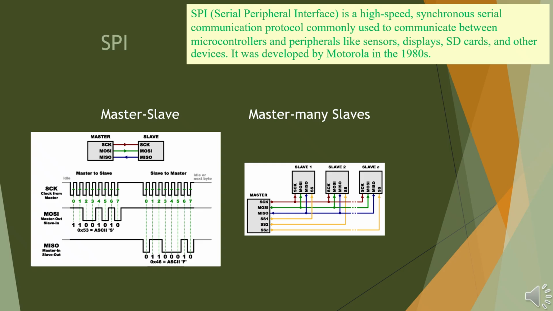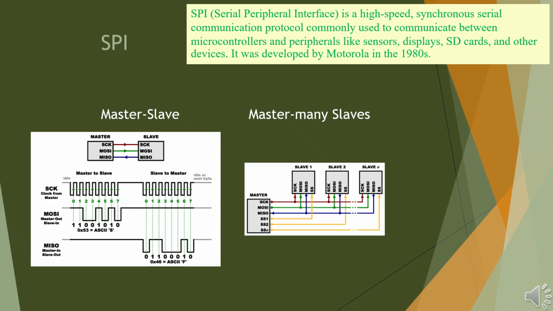The master controls the clock, SCK, and selects which slave to communicate with using a chip select, CS, or slave select, SS, line. The main connections are MOSI, master out, slave in, carries data from master to slave. MISO, master in, slave out, carries data from slave back to master. SCK, serial clock, synchronizes data transmission. SS or CS, slave select, used by the master to activate a specific slave device.